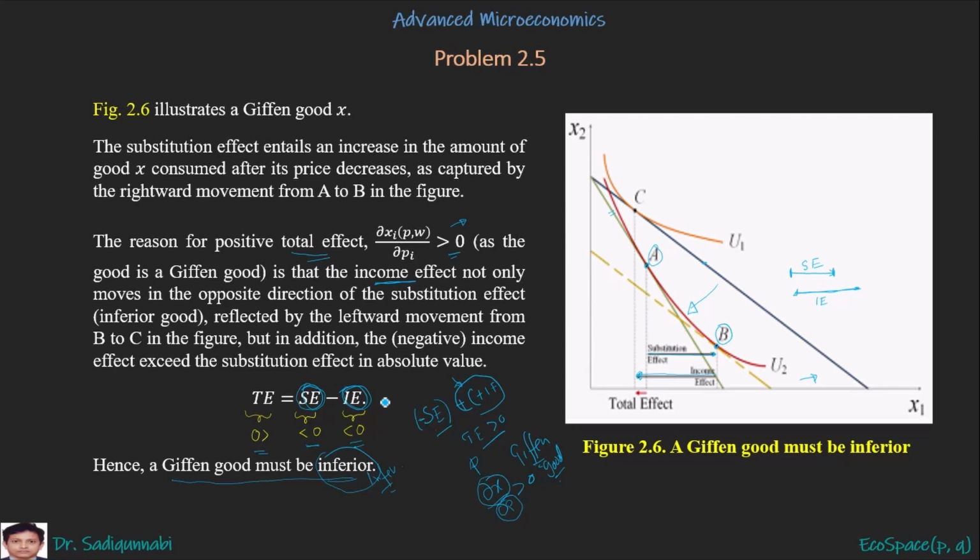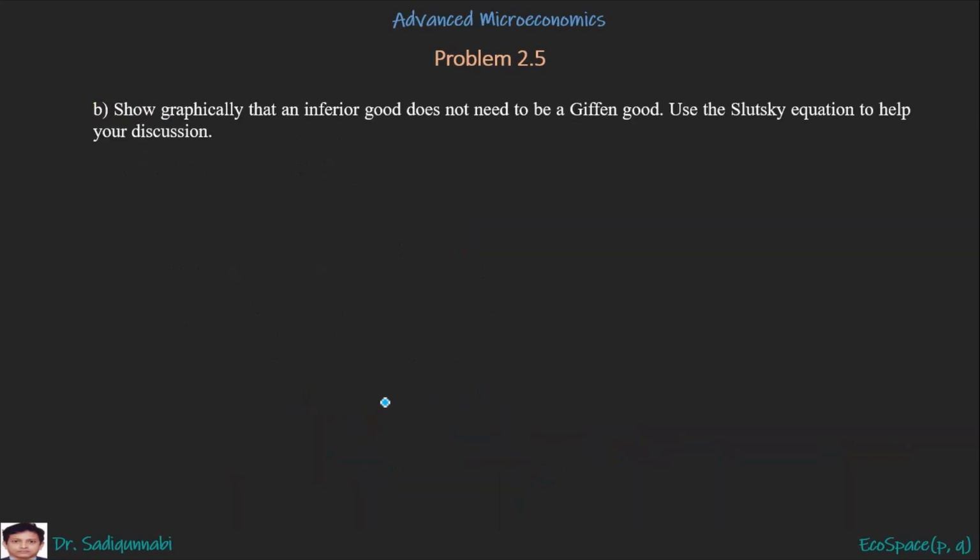Now part B: graphically show that an inferior good doesn't need to be a Giffen good by using the Slutsky equation. So a Giffen good must be an inferior good, but an inferior good doesn't necessarily have to be a Giffen good.